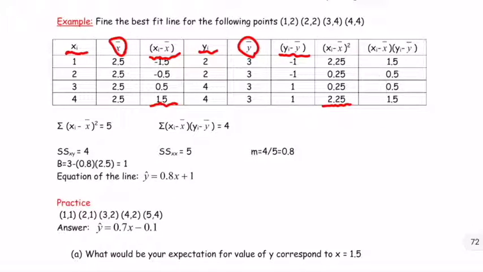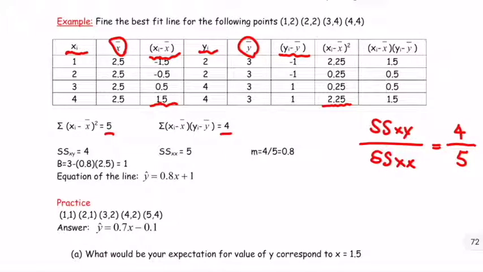And then we can use the formula to find the slope. So the summation of xi minus x bar squared is equal to 5, and the summation of xi minus x bar times yi minus y bar is equal to 4. And the formula, which is SSXY over SSXX, is equal to 4 over 5. And here the slope is equal to 0.8.